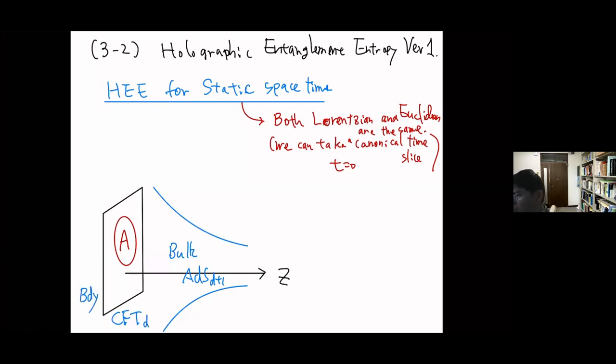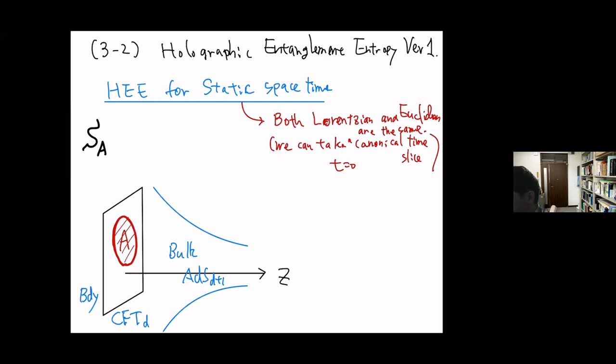The boundary is a CFT_d. We want to calculate the entanglement entropy S_A for this subsystem choice. The crucial point is this is the boundary, and the idea for calculating entanglement entropy is to extend this boundary towards the bulk.